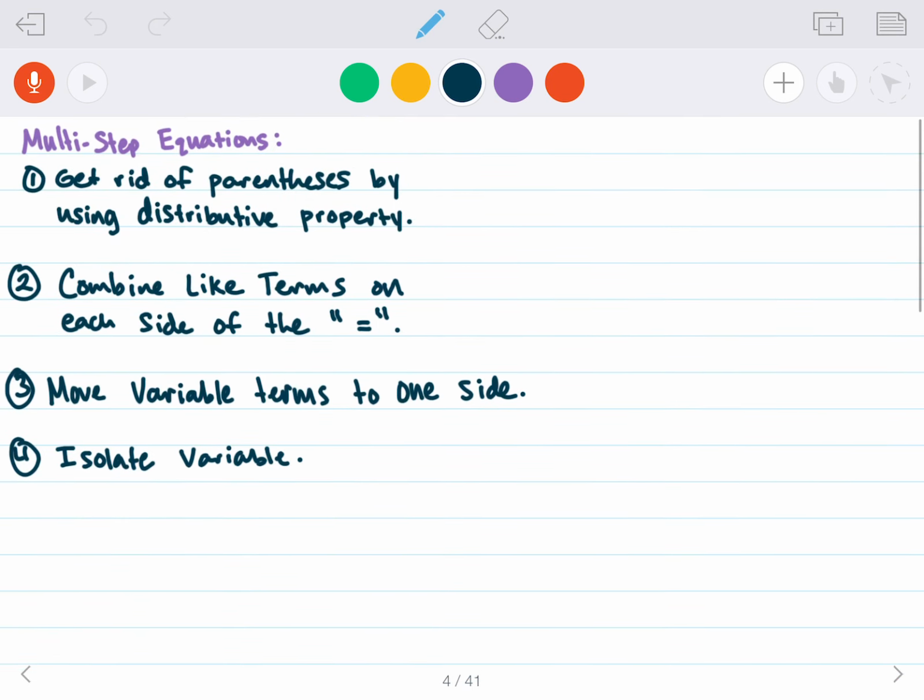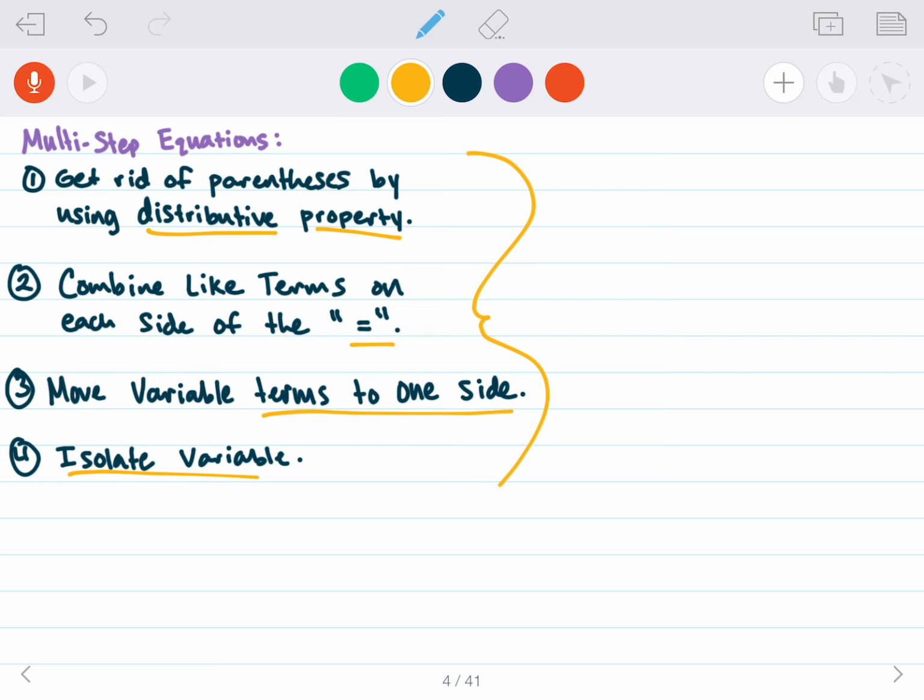Okay, so here's a little cheat sheet of how to solve multi-step equations. So the first thing you usually want to do is get rid of parentheses, because parentheses make things look clunky. So get rid of parentheses by using the distributive property. If you can, combine like terms on each side of the equal sign before you start moving things around. Number 3, move variable terms to one side. And finally, isolate the variable. So these are the 4 steps that you can go through to solve a multi-step equation.